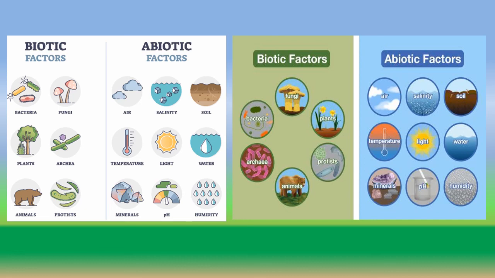These are pictorial representations of biotic and abiotic factors. In this picture, here are some biotic factors like animals, protists, plants, archaea, bacteria, and fungi. Here in abiotic: air, salinity, soil, water, light, temperature, minerals, pH, and humidity. Similarly, in this picture, here are some biotic and abiotic factors. Basically, these remain interactive with each other and give the representation of an ecosystem, and these are the components of an ecosystem.